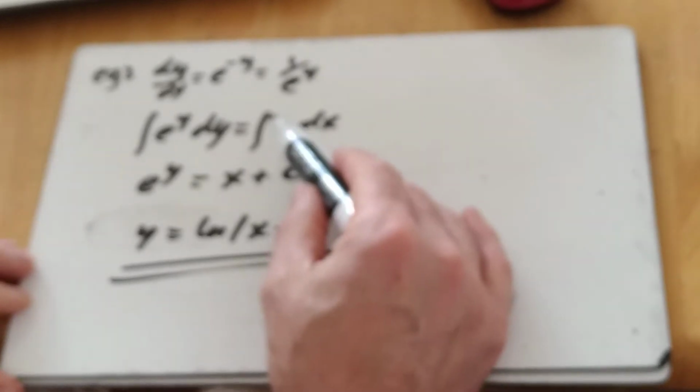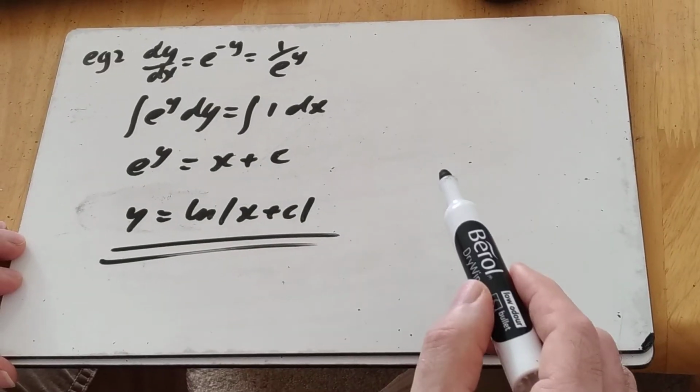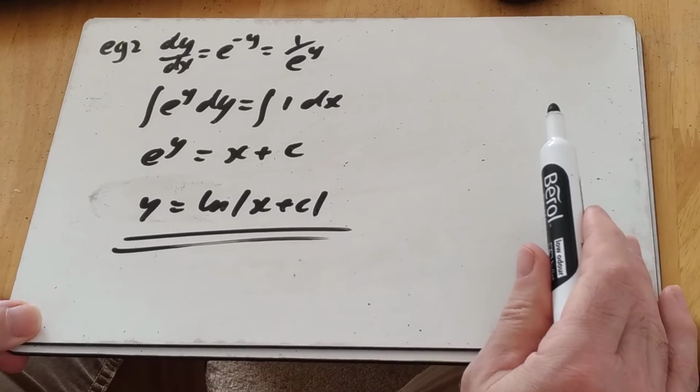So in this case, we integrated 1 to get x, and then since it's e to the y, we wanted to do ln of it to get our function there. And as I say, I can't split this up in any other way. I've got to leave it like that.